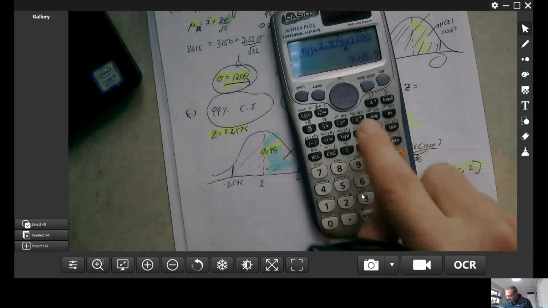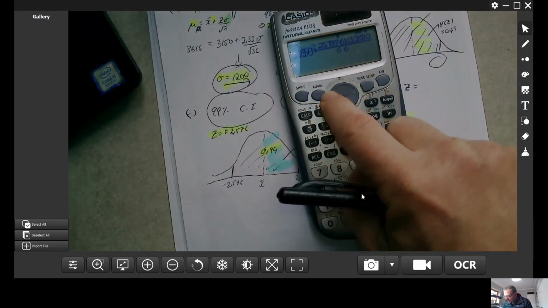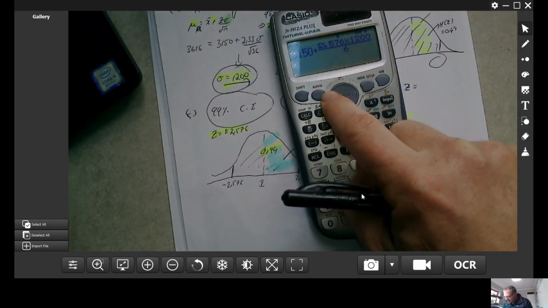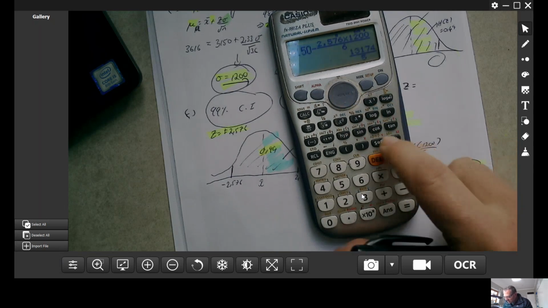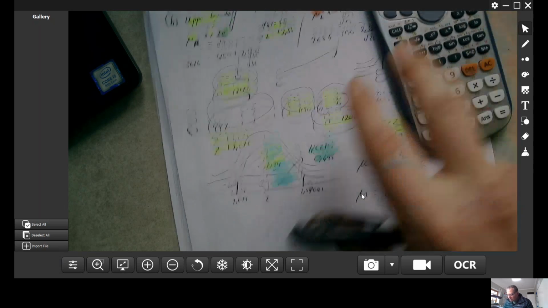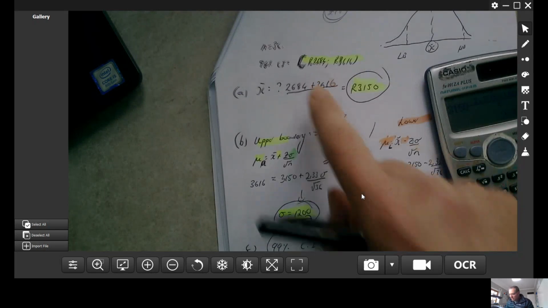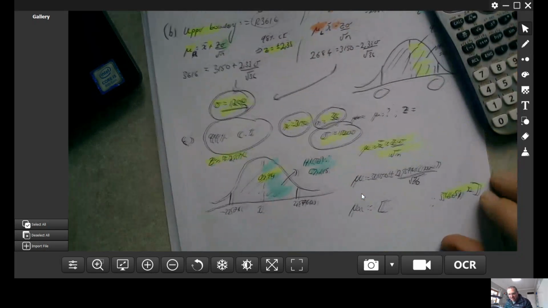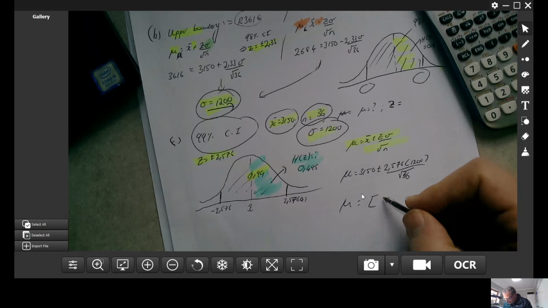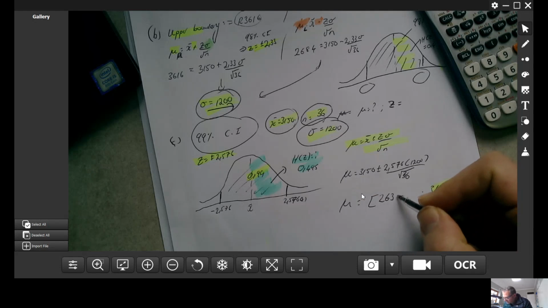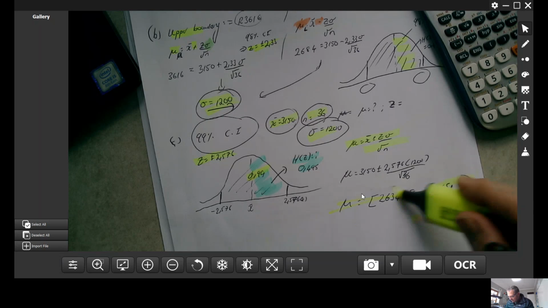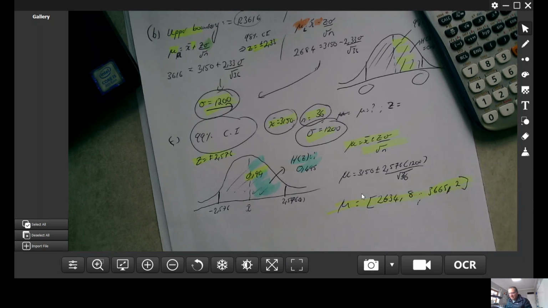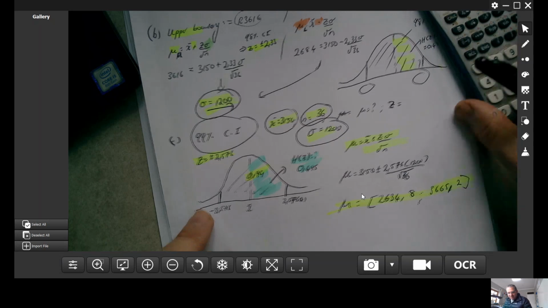And the lower boundary: keep that on your calculator screen, quickly scroll back and change the plus into a minus, ka-ching, and you get 2634.8, which is what we expected, a bit more spread out because we want to be more accurate. So I'm 99% confident that the mean price of a hotel room lies within that interval. Okay, good stuff.